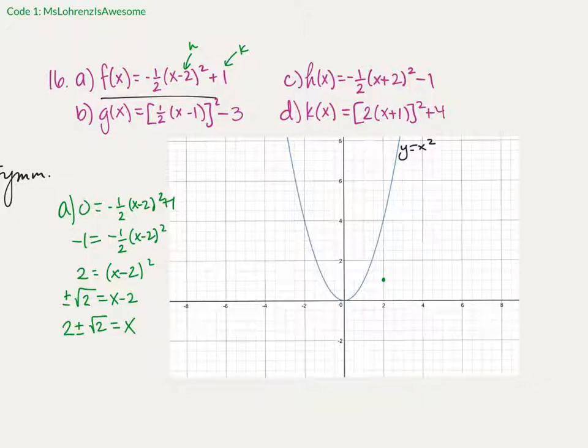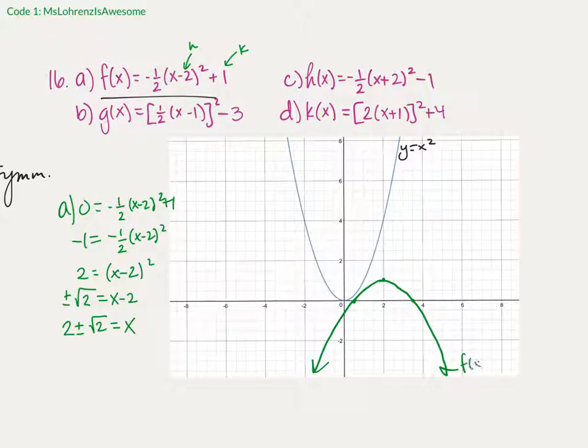Square root 2 is a little bit less than 1.5. So 2 plus square root 2, that's going to be 2 and then 1.5 past that. It's about there. And then 2 minus square root 2, so 2 and then 1.5 to the left of that. And now I'm going to graph my function downwards, like so. Okay, so that's A.